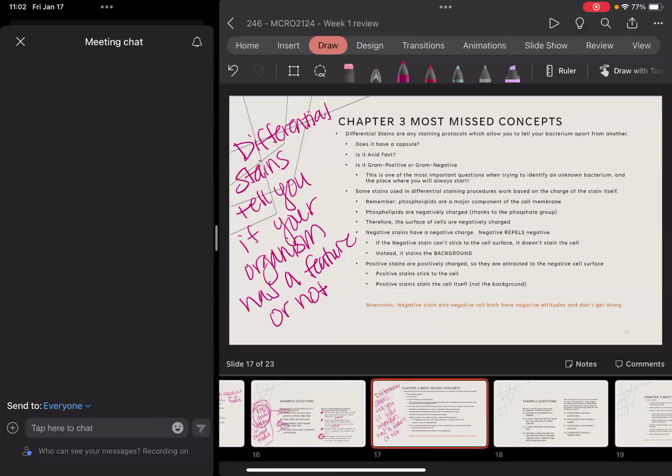All right, so some stains will work based on charge of the stain itself. And so we've talked about the positive stains being attracted to the negative cell surface and the negative stains being repelled by the negative cell surface, so they'll stay in the background. It's commonly missed on my exams that negative stains will be staining the background, and that positive stains will be staining the cells. So here's a little memory device. Negative stain and negative cell both have negative attitudes, so they're not going to get along. So that's how you know they're going to repel each other.